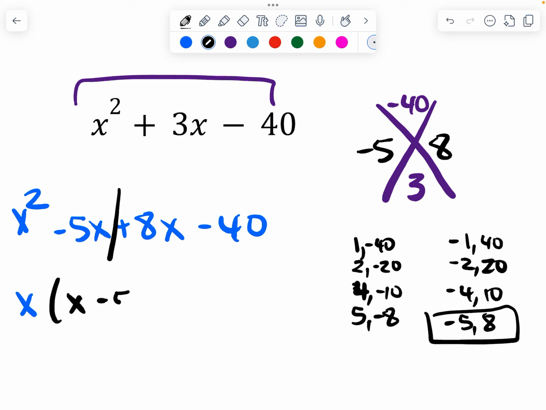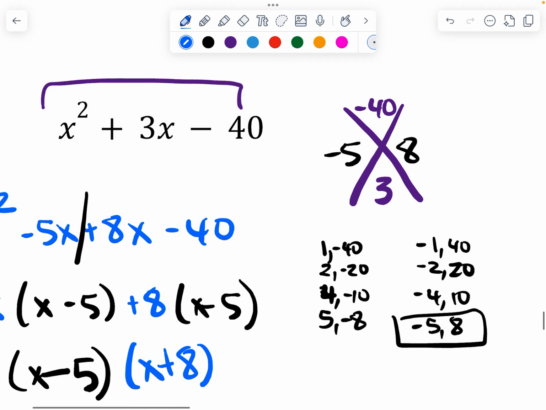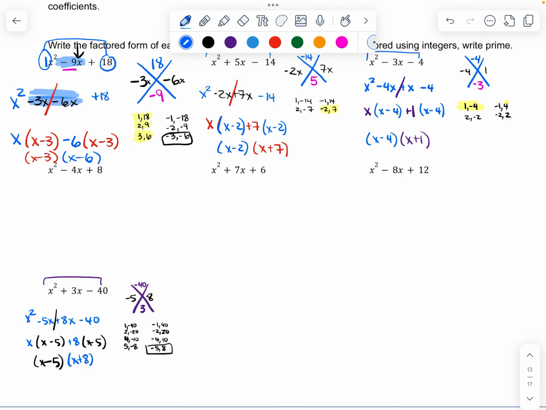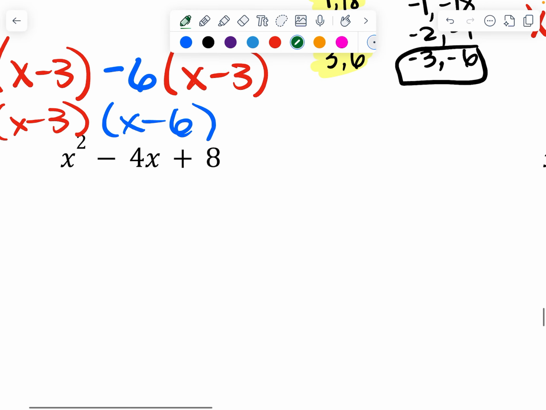X minus 5. What do they have in common? They have an 8 in common. X minus 5. So I've got x minus 5, and I've got x plus 8. Oh, I missed a whole row. Oops. Okay, so I get 8 and negative 4.